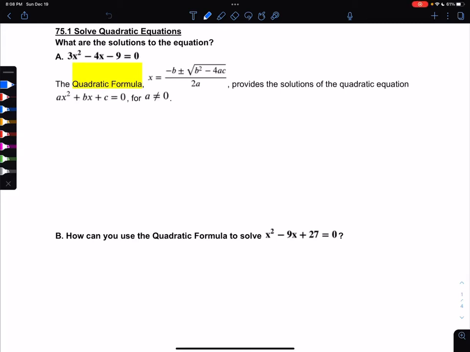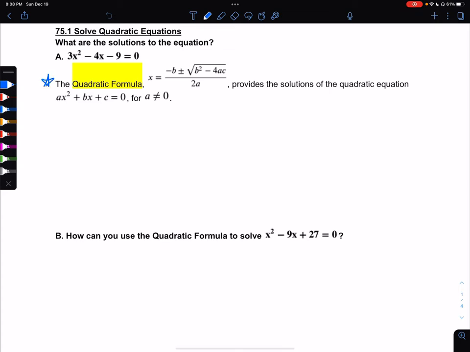In this video, we're going to look at topic 75, example 1, equations. And we're going to work on using the quadratic formula to solve these equations. The question is, what are the solutions to the equation? And then in part A, 3x squared minus 4x minus 9 equals 0.